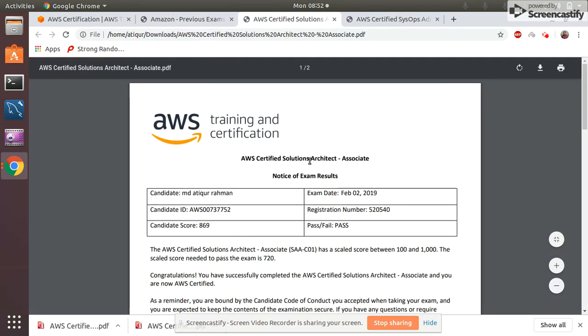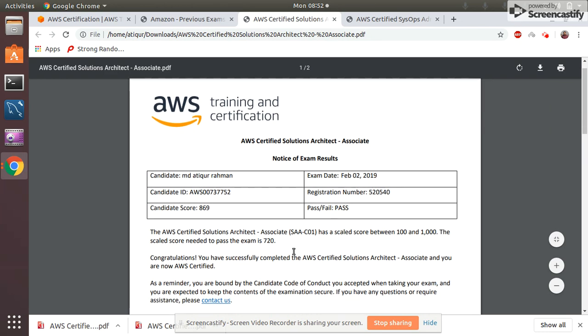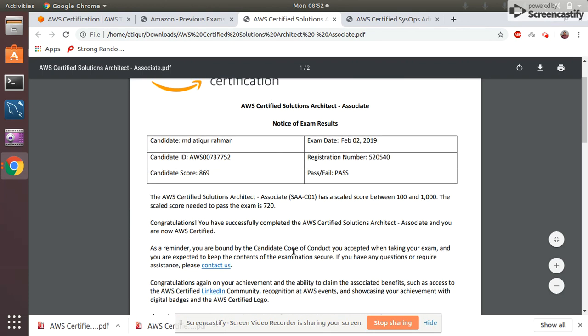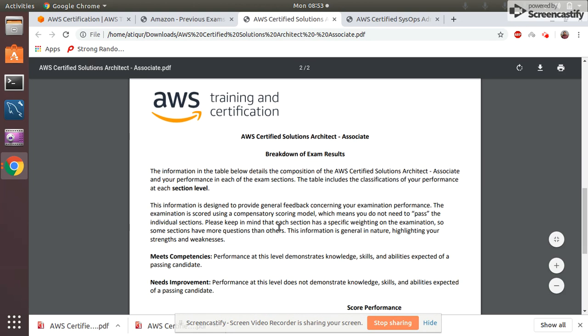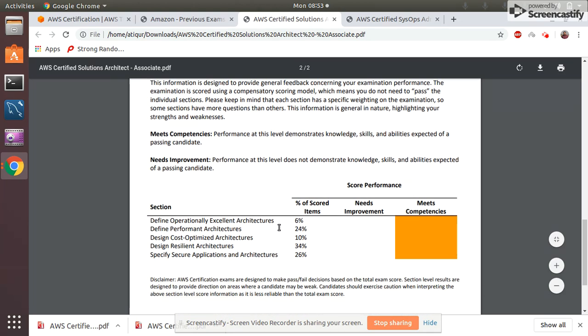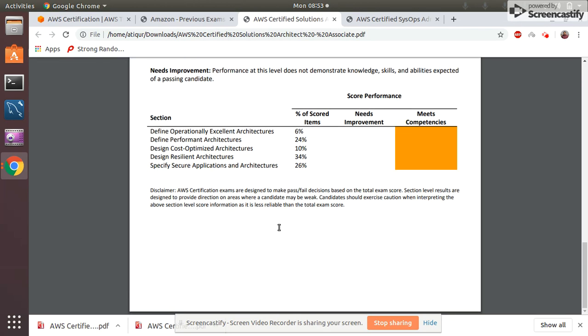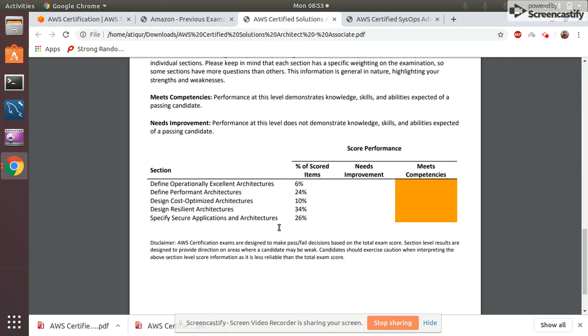So this was the scorecard of my Certified Solutions Architect, which I took on February 2 this year. And I got around 869, out of 1000. So it was pretty good. And I think the exam is a bit simple. If you have 1 or 2 years of experience, then you can easily achieve this score. So these are the five domains where they have categorized their questions, and I have shown competence in all of those sections here.